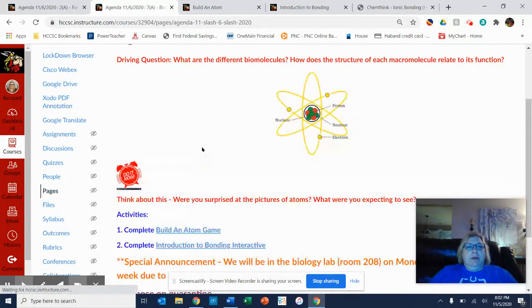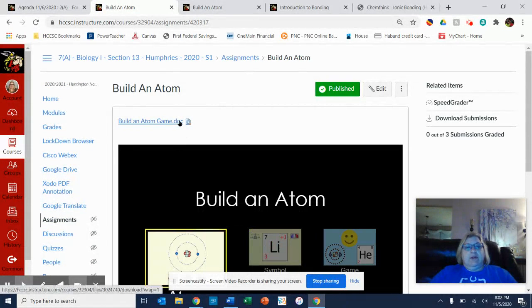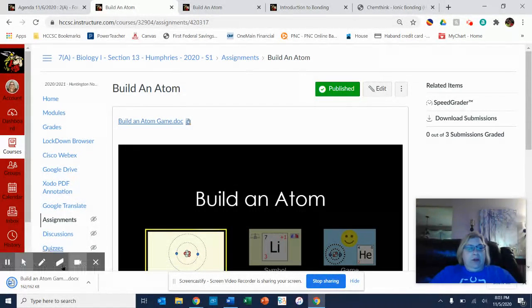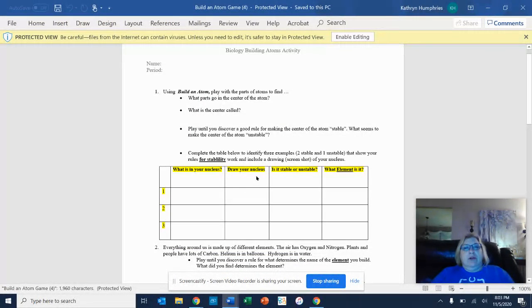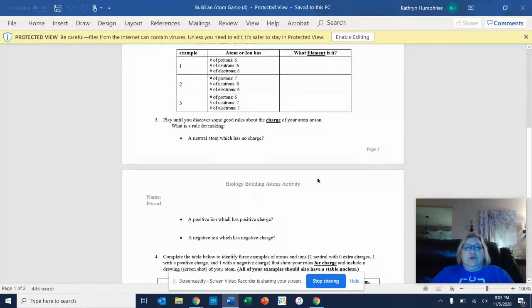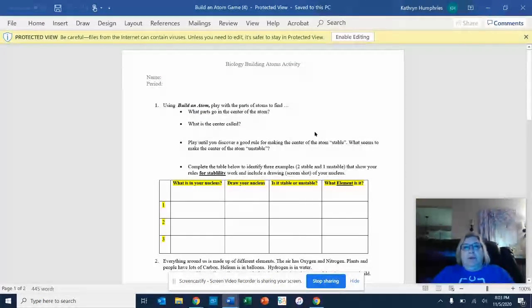Okay, so if I click on Build an Atom Game, then up here at the top of the window, that's where you access the handout. So you can open that. Here's the handout, and it goes right along with the game. So it says, what parts go in the center of the atom? What is the center called? The nucleus. We talked about that before you guys left. So you can get the answers to all of the questions on this handout by playing with that Build an Atom Game. So I noticed that none of you guys had turned that in yet.